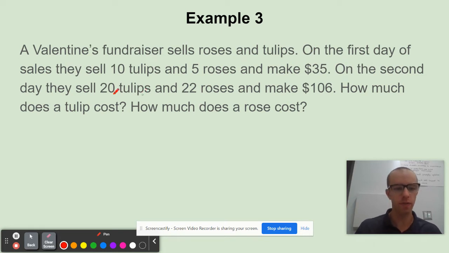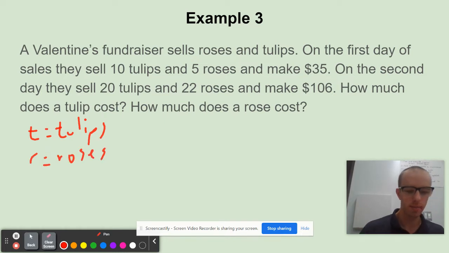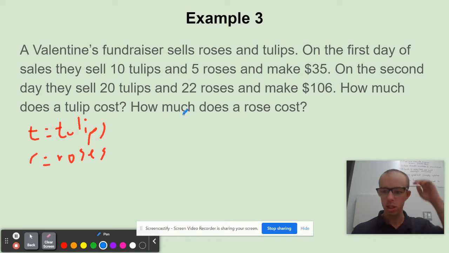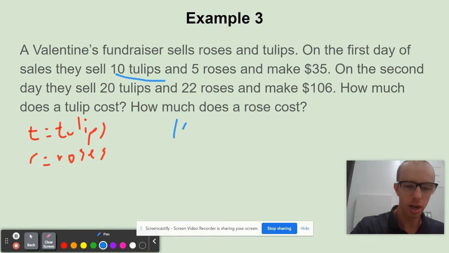Sentence right here. On the first day, they sell 10 tulips. So I know my unknowns are T tulips and R roses. My unknowns I can represent with variables, since variables are just unknown numbers. I'm trying to figure out what are these numbers? How much does a rose cost? How much does a tulip cost? They sell 10 tulips. What mathematical expression can I use for 10 tulips? I can use 10T.